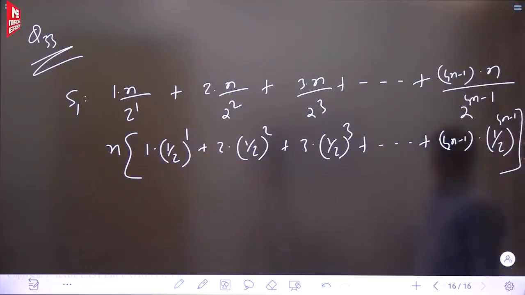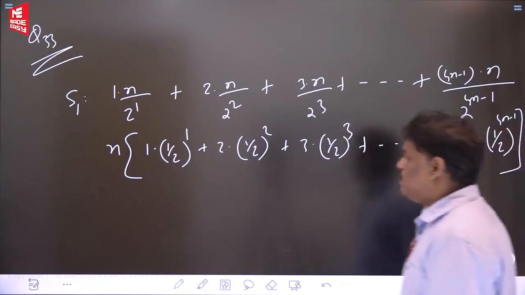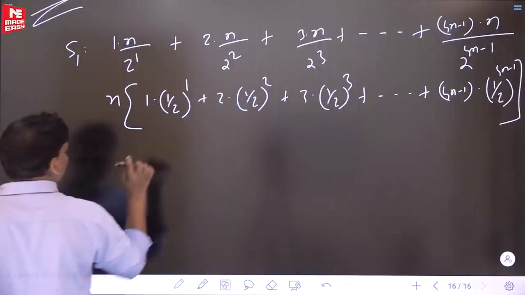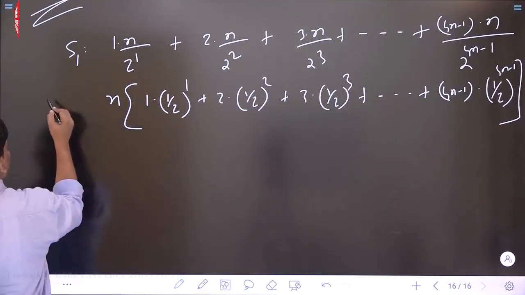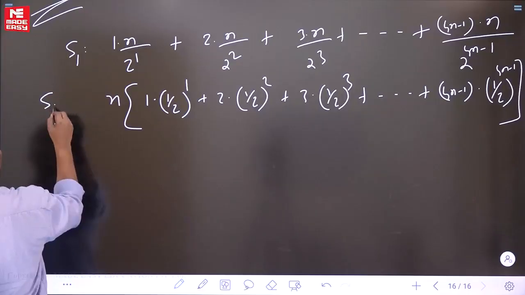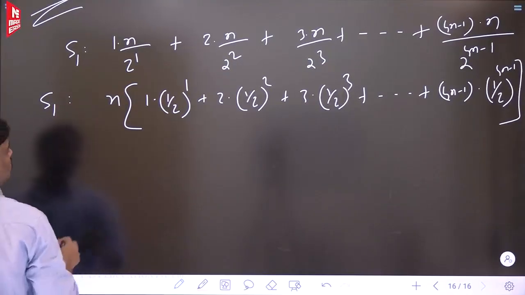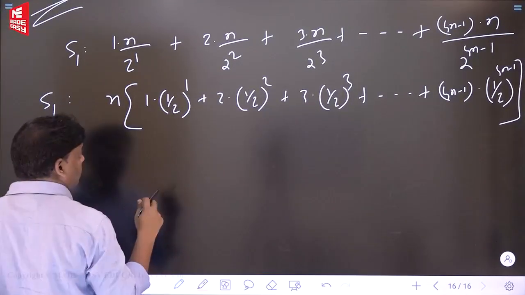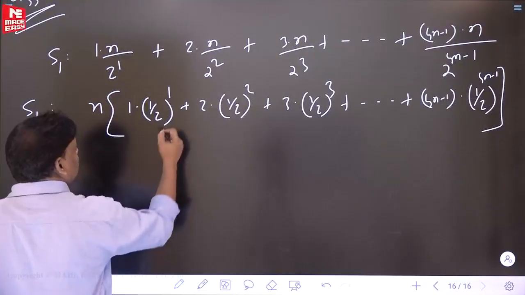So like this, n common. I think it is the AP-GP series. Assume that this is S1. Can you help in the AP-GP series? How to convert it into a GP? What is the GP series?